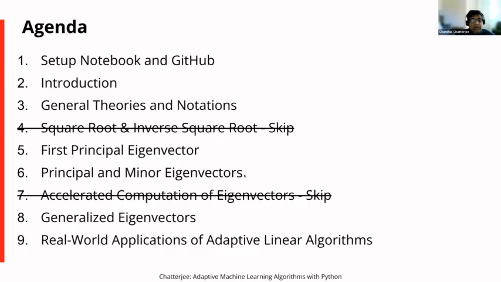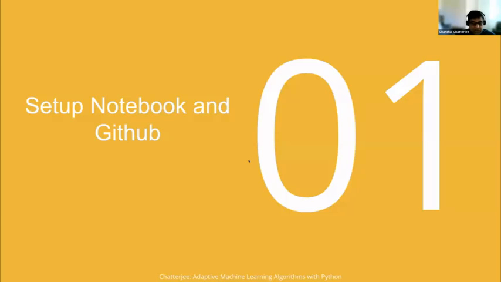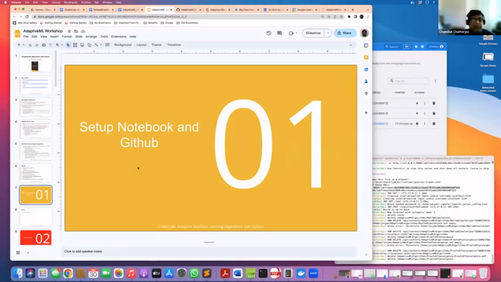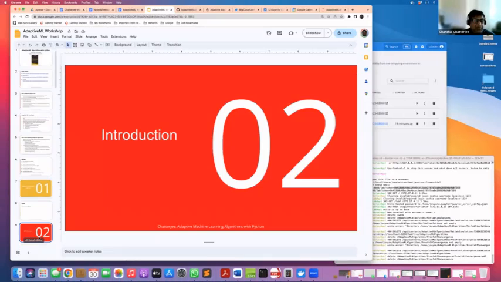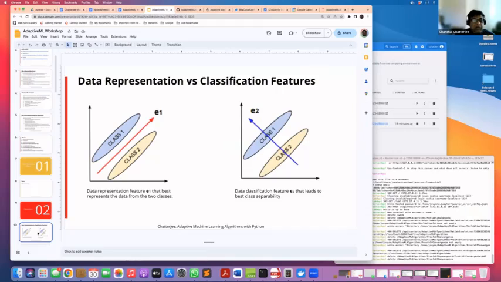Okay. So I have set up this agenda for 2 hours and I have crossed out certain items which I thought we won't be able to fit in this time. Setting up the notebook is something I did or skipped very rapidly. Then introduction, general theories and notations, first principle eigenvector, principal and minor eigenvector, generalized eigenvectors, and real world applications. Okay, so let's skip setting up the notebook and go to the introduction.